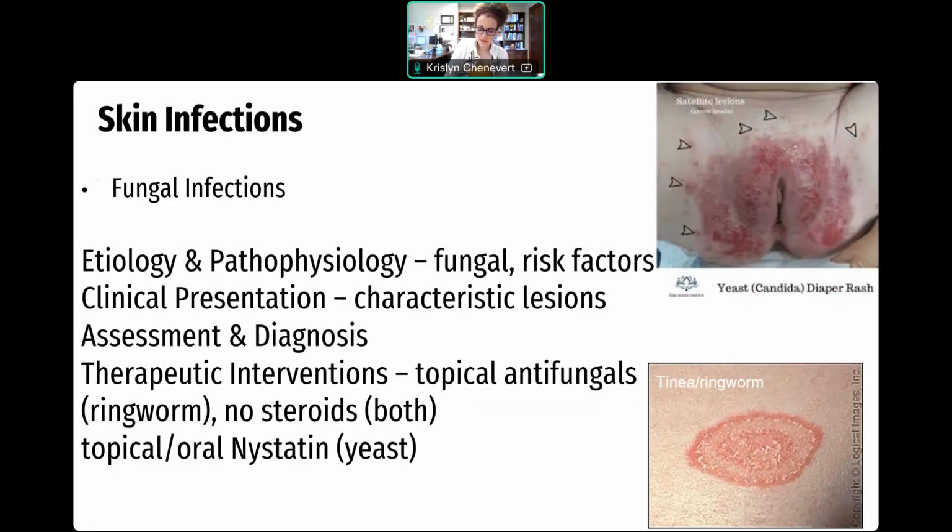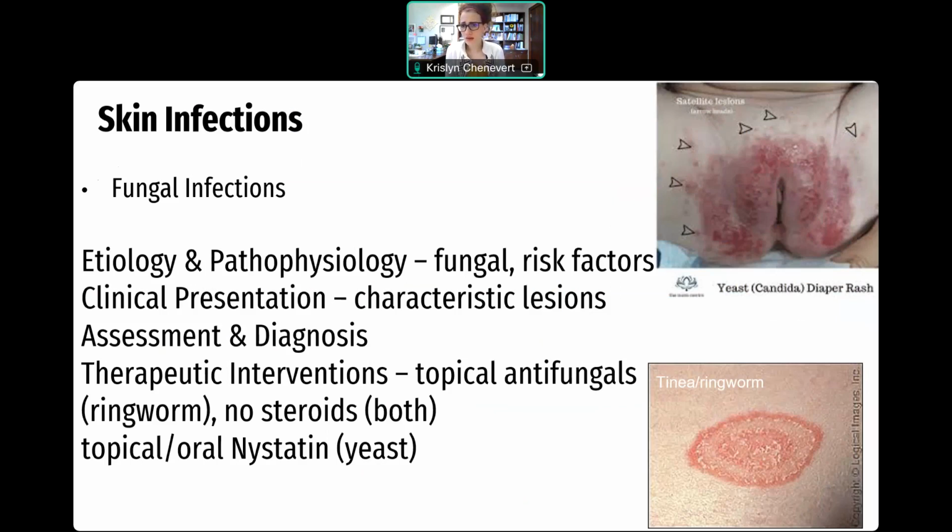So tinea, this is the fungus that causes ringworm. It can occur on the body, the feet, the head. And then candida, like I said, causes yeast infections, and that can be present as thrush in the mouth. So that's the white little hard-looking patches that we can't really scrape away without them starting to bleed. They can be very painful and cause decreased PO intake in our patient. And then also we can see yeast infections in the diaper area as a complication of diaper dermatitis, which we'll talk about. And that's going to be what's pictured in that top right.